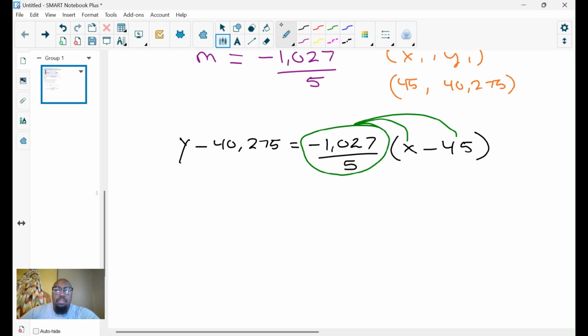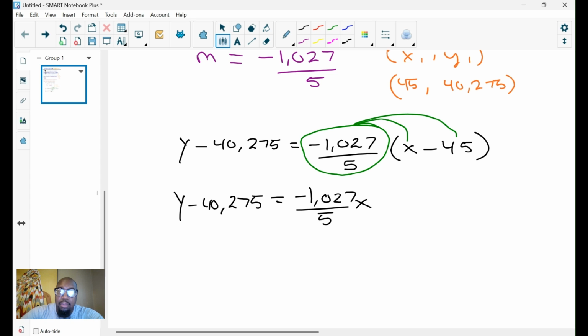On the left hand side, we're still going to have y minus the 40,275 equals, now when I do negative 1,027 over 5 times x, it's just negative 1,027 over 5 times x. Now, when I do negative 1,027 over 5 times negative 45, I'm going to need a little assistance with that. So I'm going to go ahead and bring out the old handy calculator here.